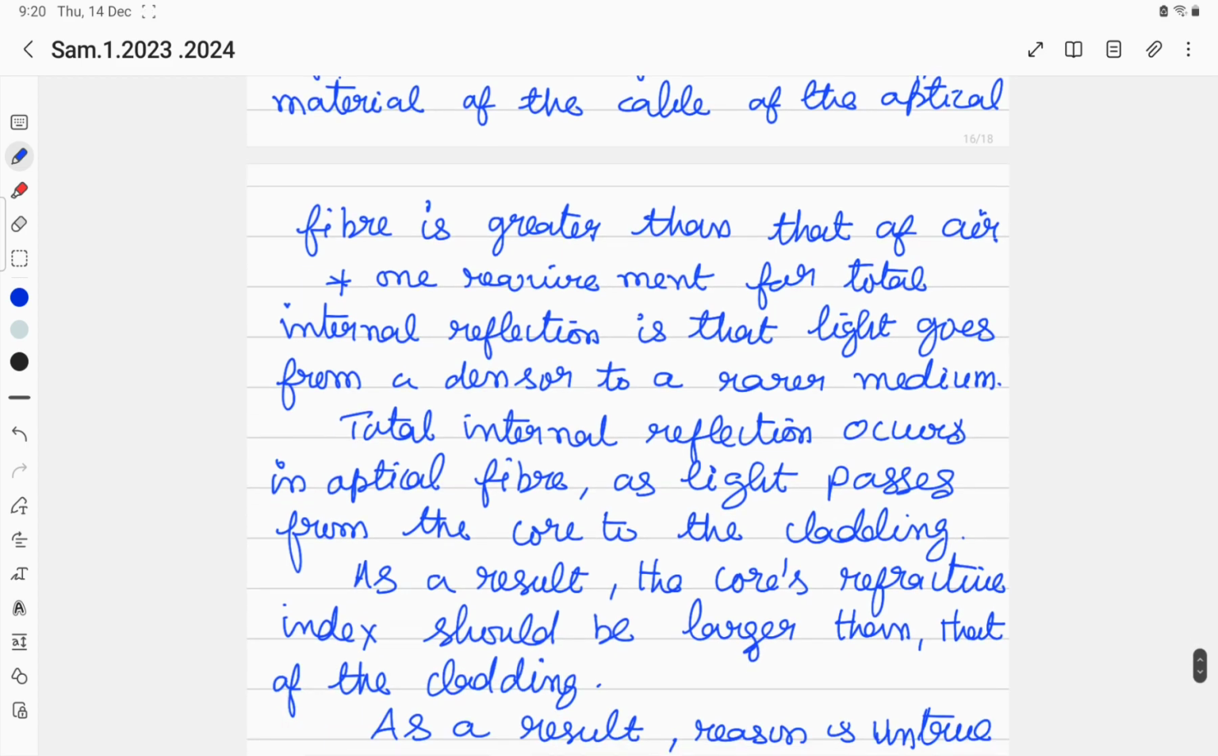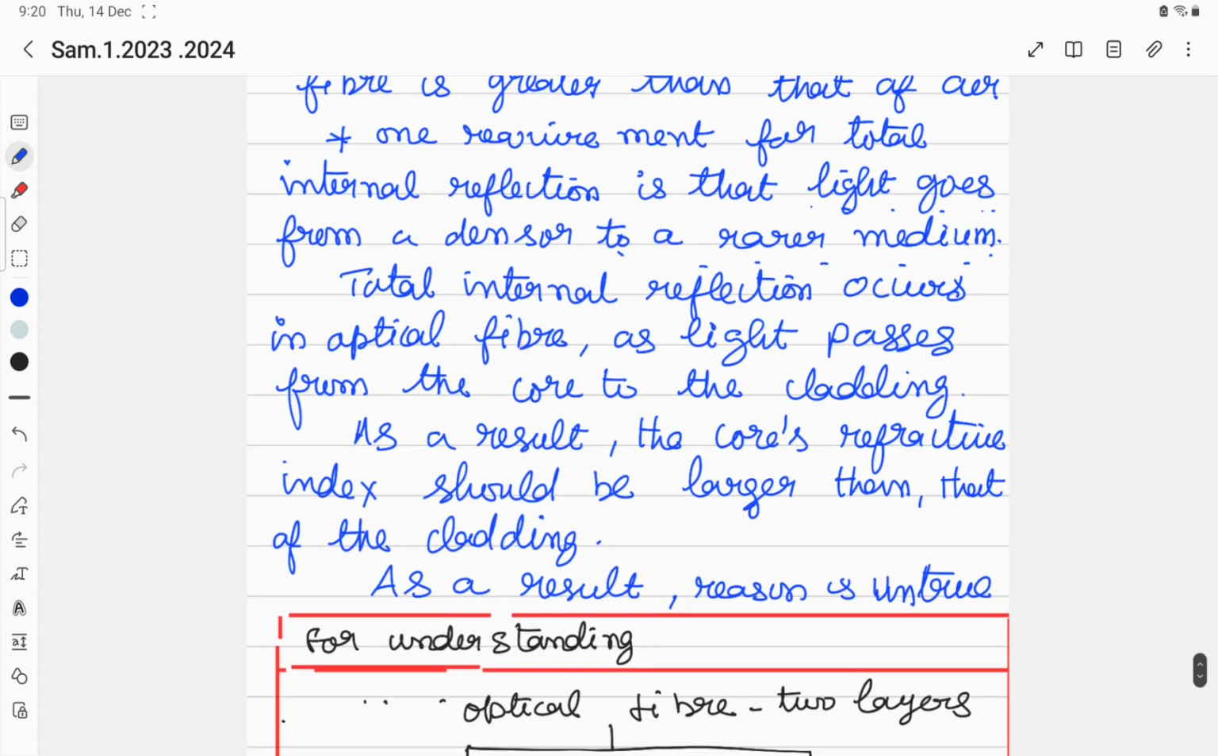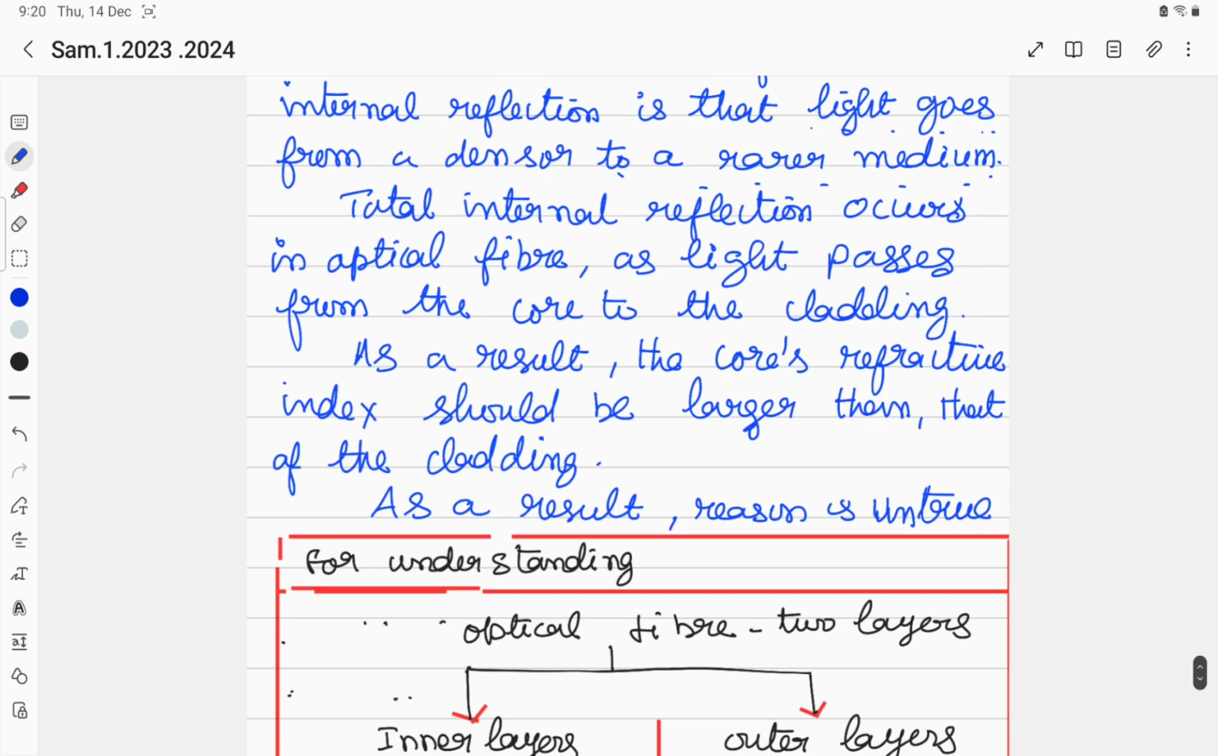We know the required condition. One requirement for total internal reflection is that light goes from a denser to a rarer medium. Total internal reflection occurs in optical fiber as light passes from the core to the cladding. As a result, the core's refractive index should be larger than that of the cladding. As a result, the reason is untrue.